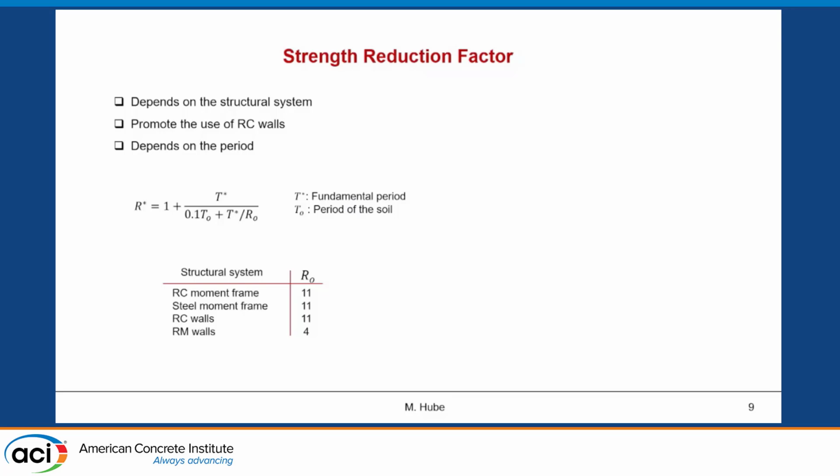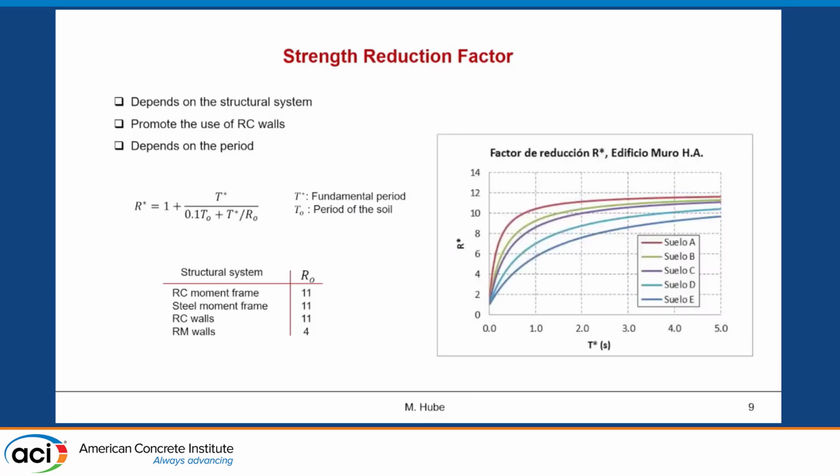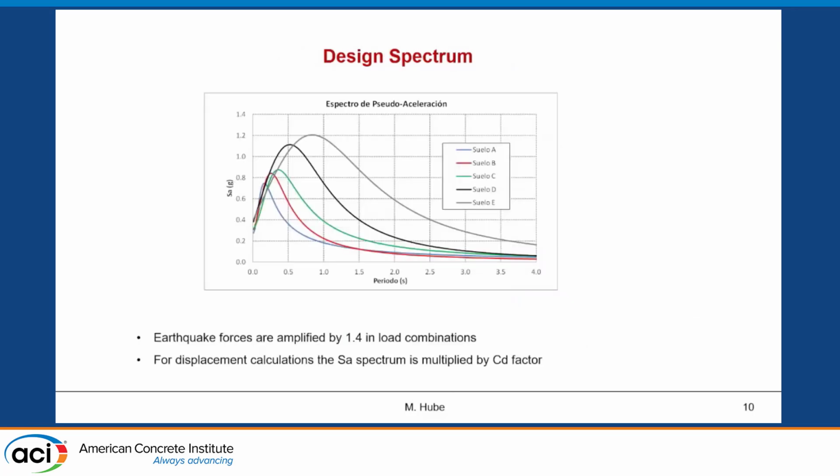And that's why this promotes the use of walls. And this is how the R factor looks depending on the period. It goes to values of about 11 at the most, but then you also have the minimum shear. So you need to comply with the minimum shear, which then varies the strength reduction factor that you plug in at the end. I think these things have been debated, and we have been discussing these values in the update.